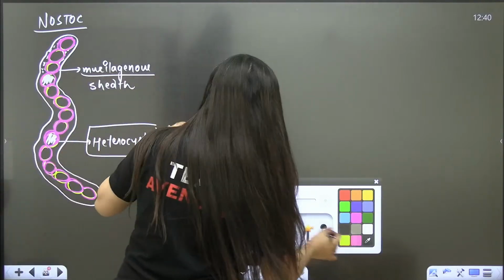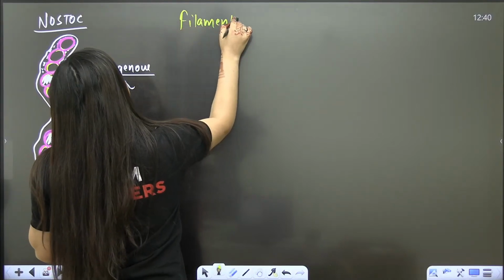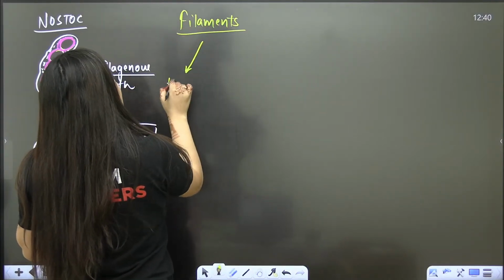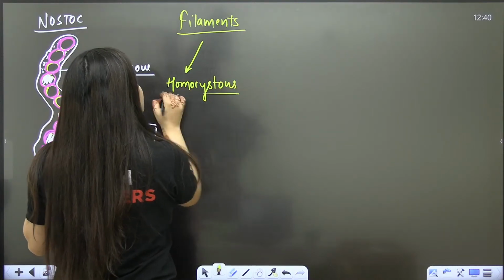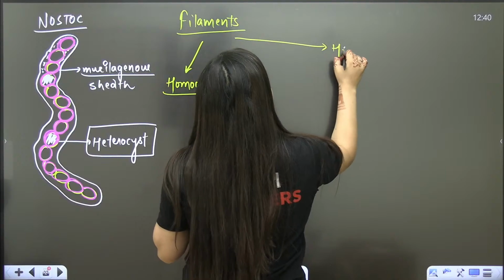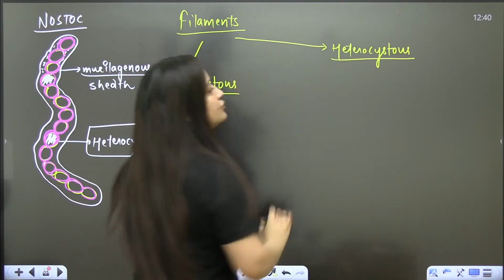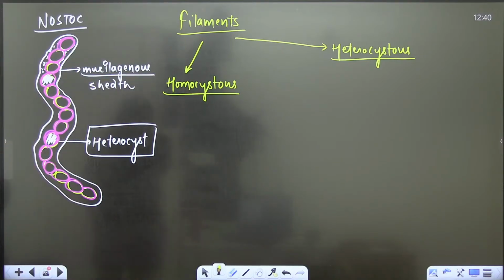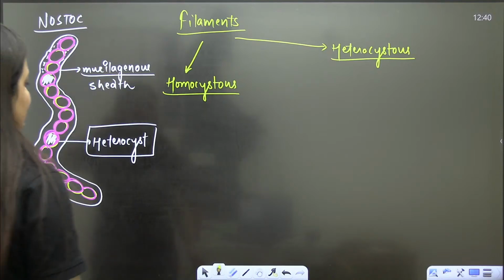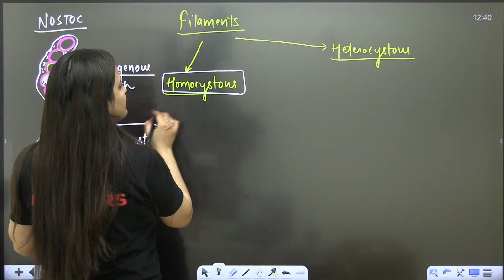Now, when you talk about these filaments, please pay attention. These filaments are of two types. It can be homocystous. It can be heterocystous. Anyone in the class who can explain the meaning of these two words?